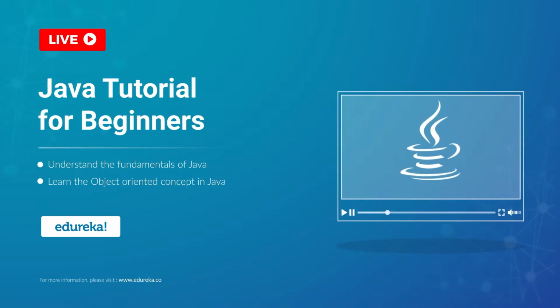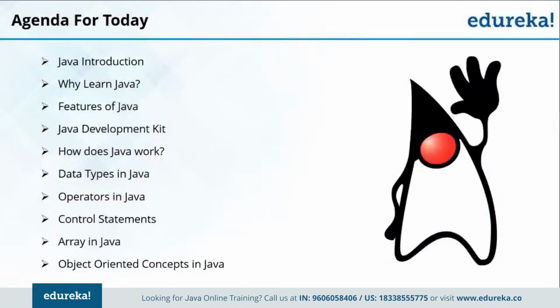Now, keeping that in mind, let's move forward and look at today's agenda. We'll start off with an introduction to Java. Then, I'll help you understand why you need to learn Java, and then we'll be discussing the various features of Java. After that, we'll be looking at the Java development kit, and then following that, we'll understand how Java works. Once you're clear on these concepts, we will move into core Java and we'll understand the various data types in Java, the various operators that you can use in Java. I'll also help you understand the control statements in Java, and we'll be discussing arrays in Java. Finally, to give you a good fundamental knowledge, we'll also be discussing the object-oriented concepts in Java.